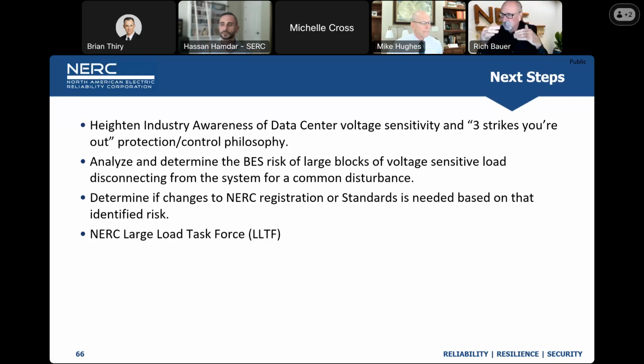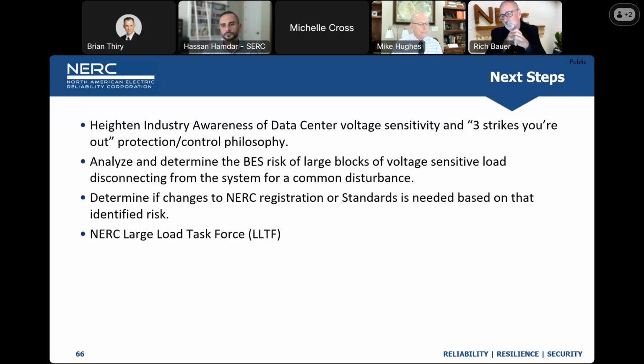So we need to establish that bright line that says, if we stay below this, we wouldn't have a problem. But if we go above that with our current system and our current practices, that could very well be a problem. And once we analyze that and determine how much of a risk it is, then we have to decide, okay, how are we going to mitigate that? Do we need to change some standards? Do we need to change registration criteria in order to try to mitigate these things if we do detect that the risk is too high? So those are all the questions that we have.